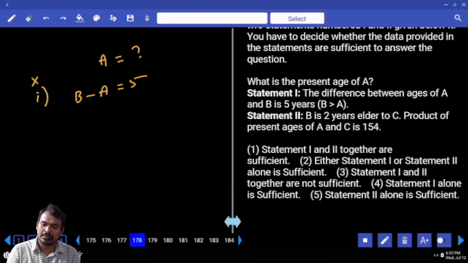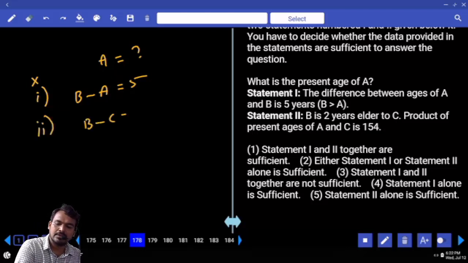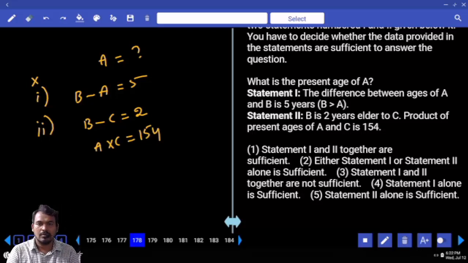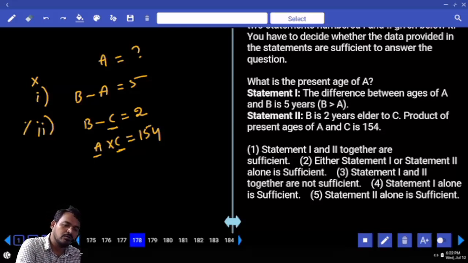The product of the present ages of A and C is how much? 154. B is elder to C, means the difference between B and C is how many years? 2 years. And one more, A into C equals how much? 154. Only the second alone, because how many unknowns are there? 2 unknowns. Suppose in place of C we write B minus 2. Substitute B minus 2 in place of C. In that case also, how many unknowns are there? Two unknowns. The second alone is not sufficient.